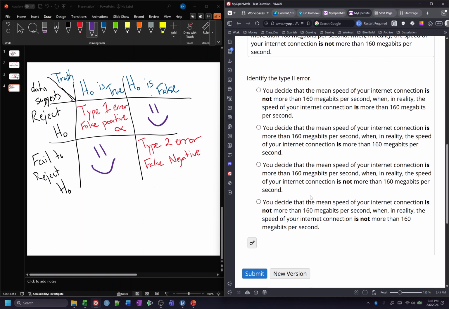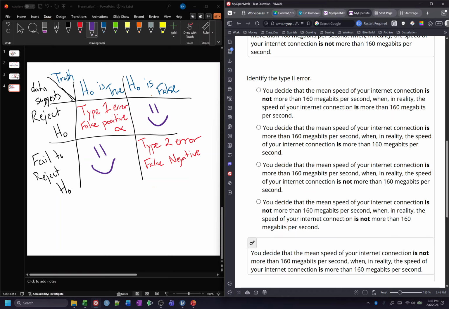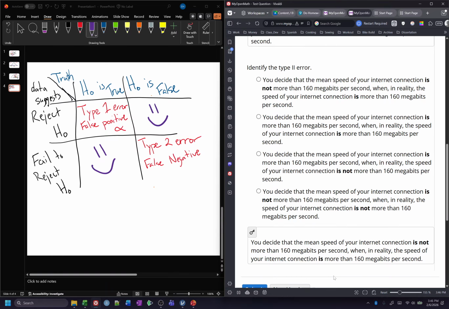Okay, let's go down here to the type 2 error. Let's look at these for a second. Pause it if you want. Let's go over these. With type 2 errors, we are failing to reject the null hypothesis. It's a false negative. We don't think that our internet connection is very good, but in reality it is. It says you decide that the mean speed of your internet connection is not more than 160 megabits per second, when in reality the speed of your internet connection is more than 160 megabits per second.